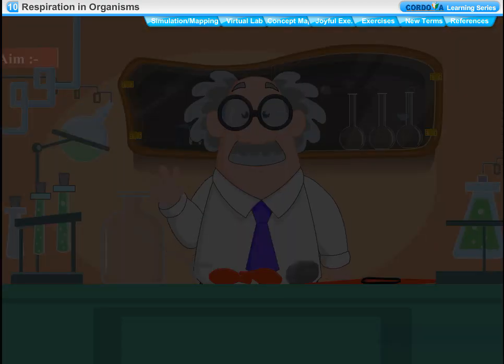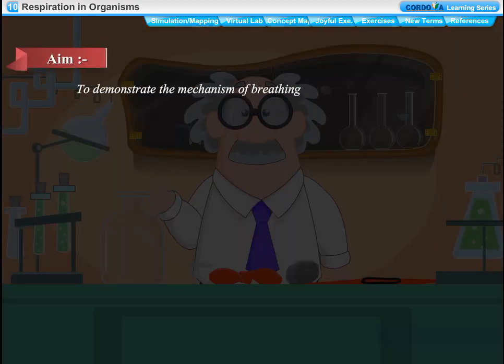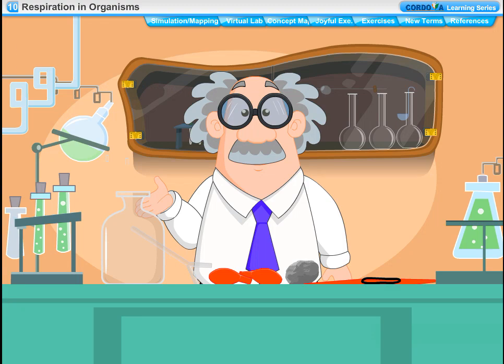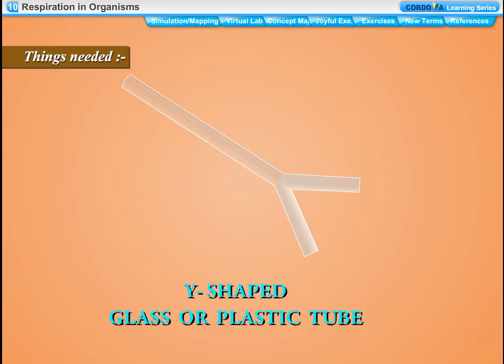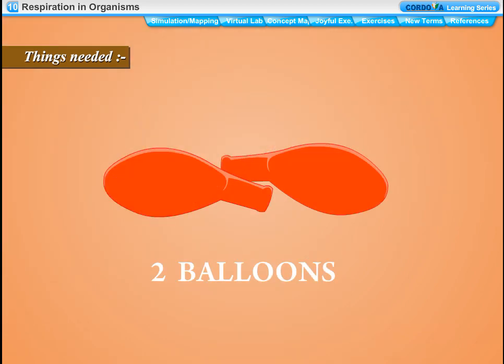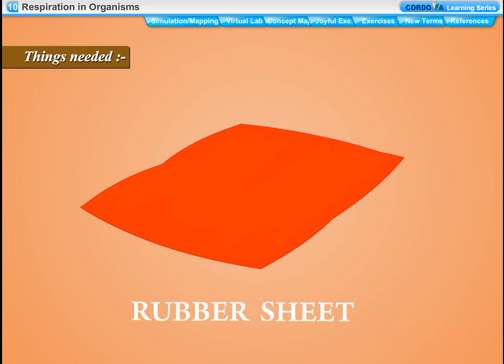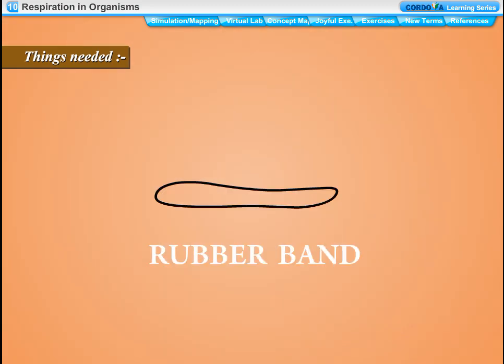Activity to demonstrate the mechanism of breathing. Things needed: transparent plastic bottle, Y-shaped glass or plastic tube, 2 balloons, plasticine, rubber sheet, rubber band.